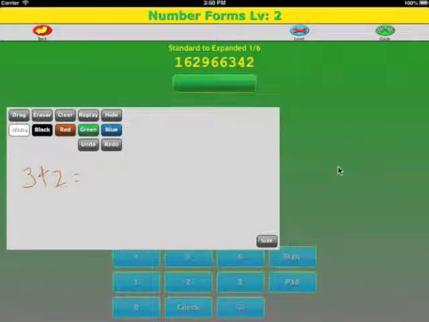Expanded form is a way to break up a number into its place value parts. Doing this makes it easier to do more complicated operations like long multiplication and long division.